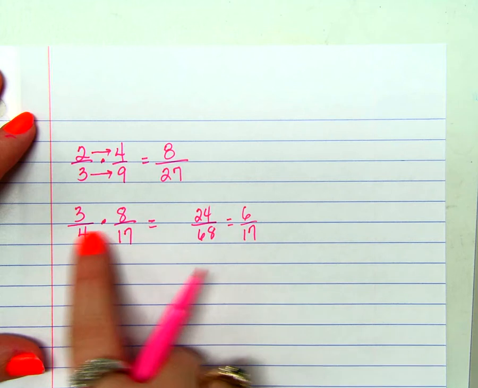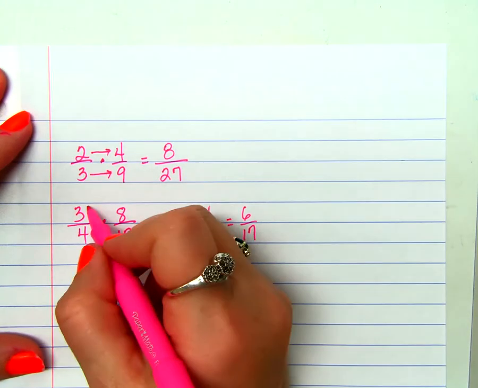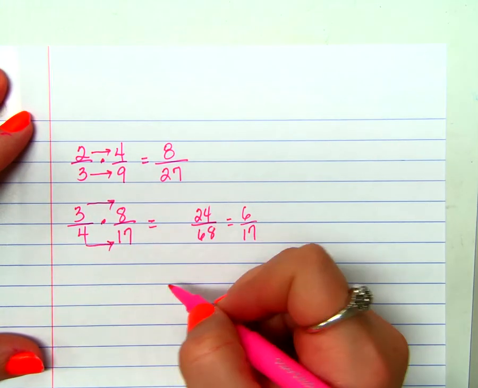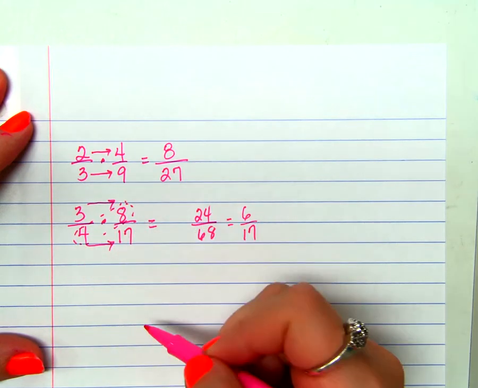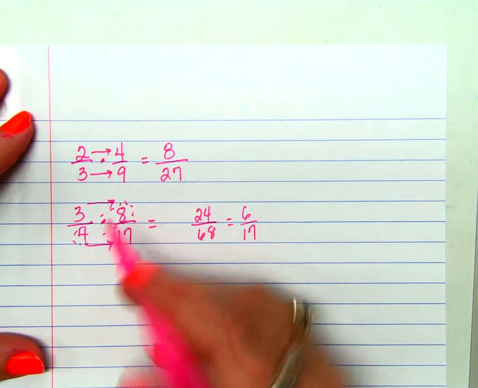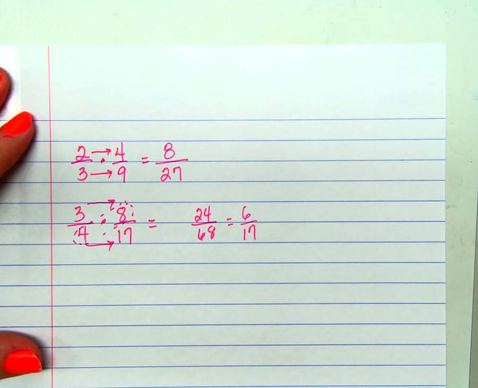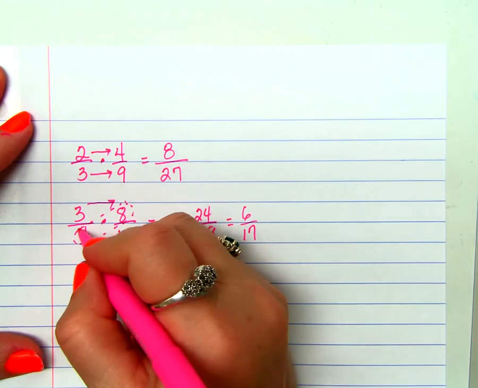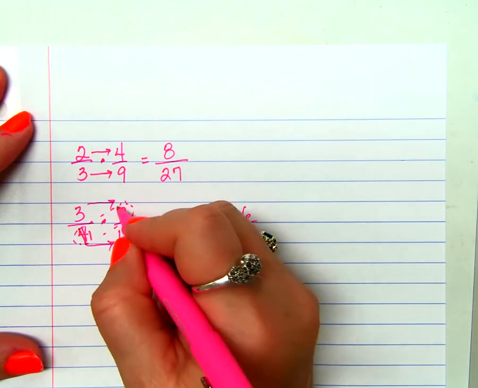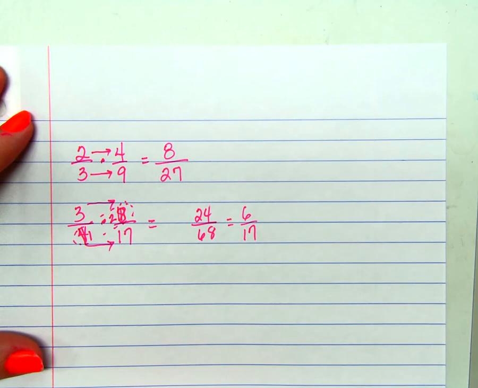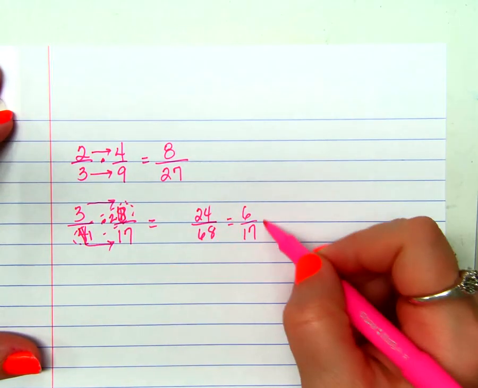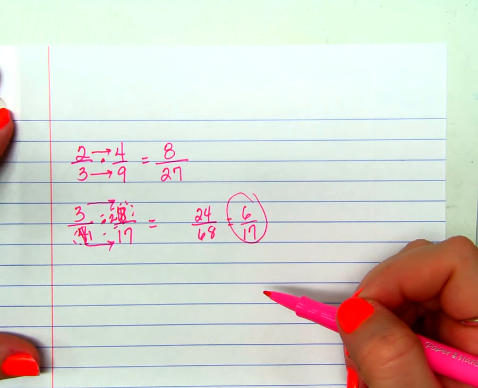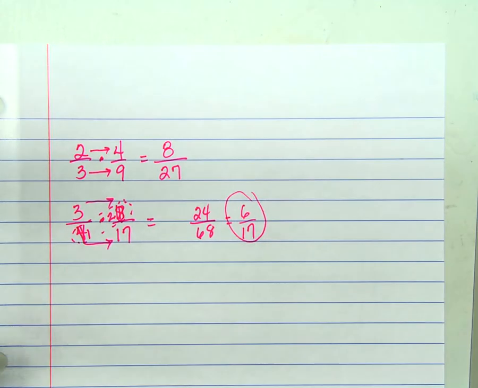However, if I paid attention at the beginning, I know I'm going to have to multiply straight across the numerator, straight across the denominator. But look right here. Are those two numbers divisible by the same thing? 4. Can I do this? I can, right? So that gives me 6 over 17. Oh my gosh, that's correct. Okay?